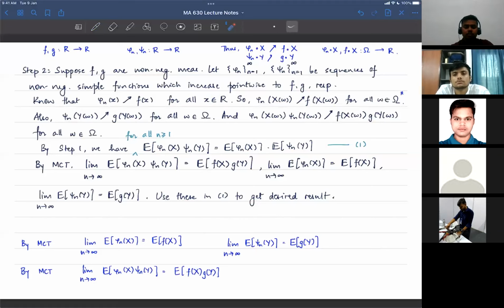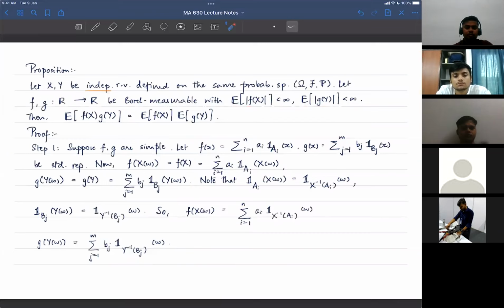Any questions with this? All right, so now we'll extend it to real valued functions. Now remember again, so far we have had no need to use integrability. Remember when we started the show, we put this assumption that expectation of absolute value of f x is finite, expectation of absolute value of g y is finite. So far we have not had to use it because the functions have to be non-negative. So if any integral diverges, that's fine. You'll never get infinity minus infinity.